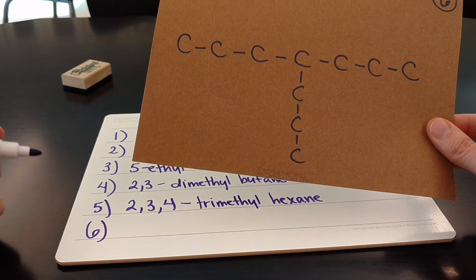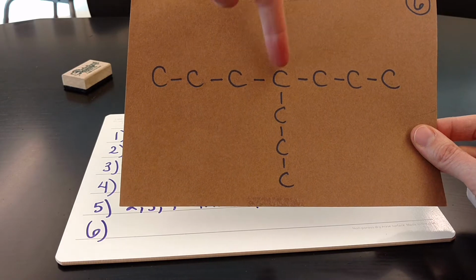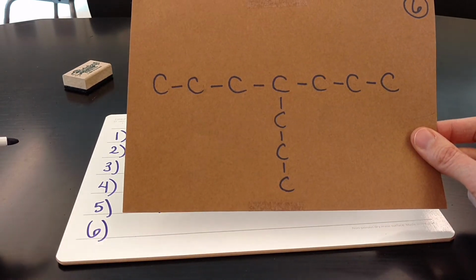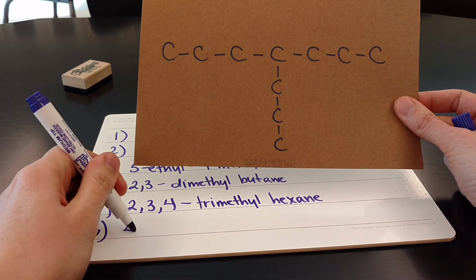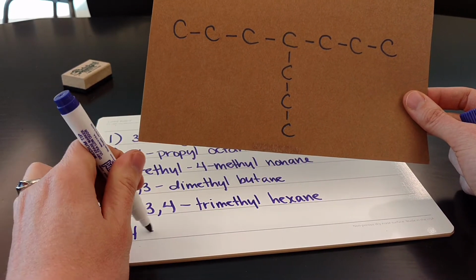First off, numbering direction. Again, because this is the center carbon, it doesn't matter which direction you number it. It's attached to carbon number 4, no matter what you do. Okay, so that's my location, 4.